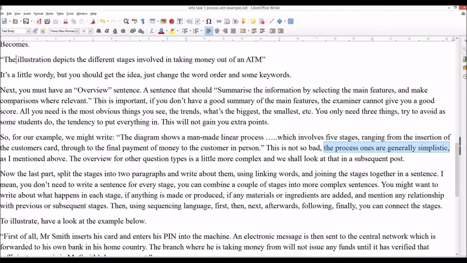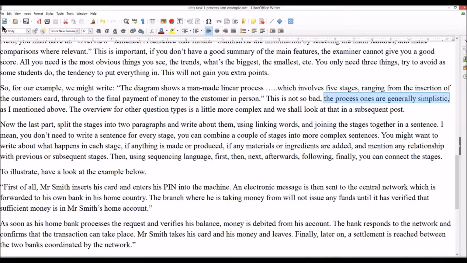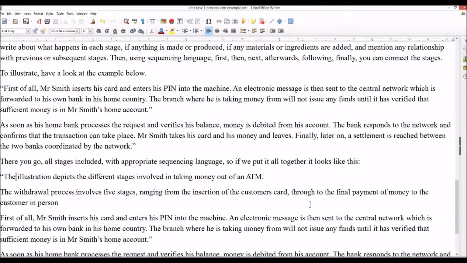Okay? So, what you need to do then, you put the stages into a couple of paragraphs. Okay, we use linking words, as I said, first, then, next, afterwards, following, and finally, to connect your stages. Now, you can do a sentence for every stage, or you can put a couple of stages into more complex sentences. That would be fine. So I say this is pretty easy. Let's just take a look at how it all works.